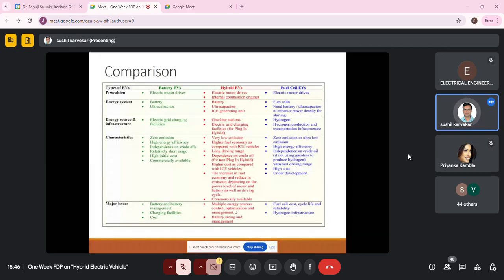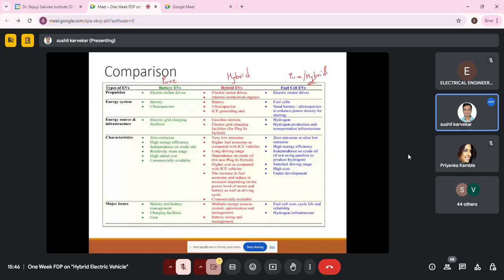And then there is a comparison over here of pure electric vehicles, hybrid electric vehicles and fuel cell electric vehicles. So the battery EVs are pure electric vehicles. The second component which is shown over here is the hybrid component. And this again can be either pure or hybrid. Therefore it's categorized as a fuel cell component.